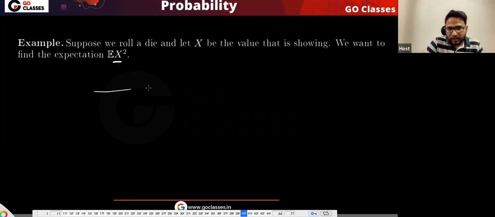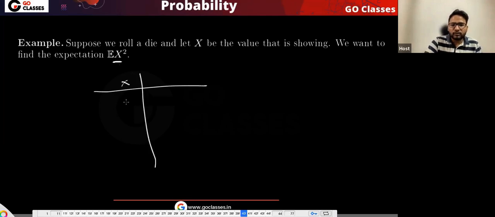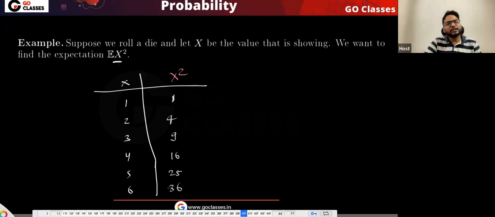Let's write the possible values of x. What are the possible values of x? 1, 2, 3, 4, 5, 6. Now they have defined a new random variable, which is x square. You can say y equal to x square, or let me just say x square. Tell me the possible values of x square. They are 1, 4, 9, 16, 25, 36. Then tell me the probability that x square is 1, the probability that x square is 4, which means the PMF of x square.